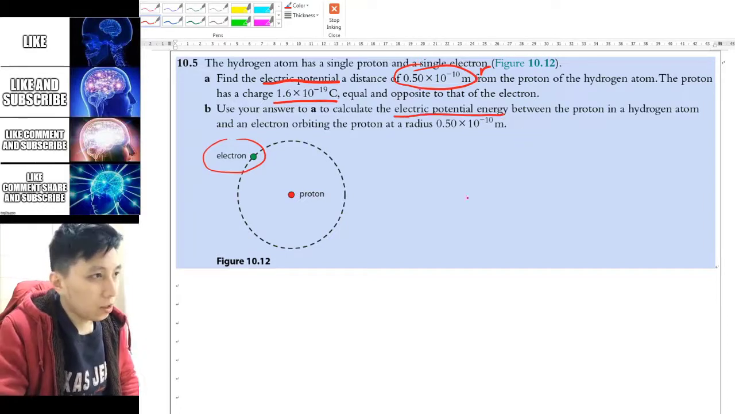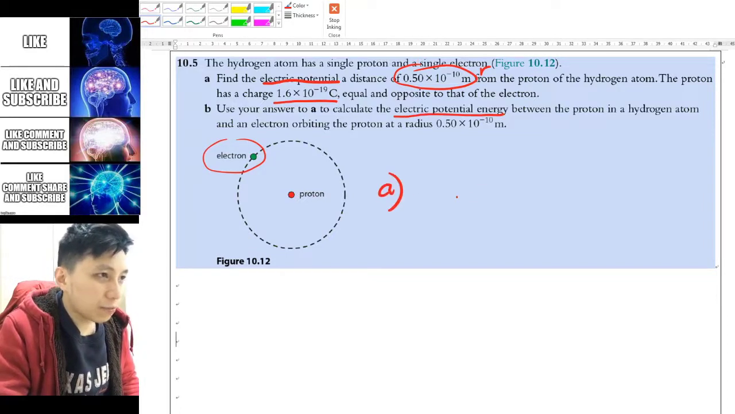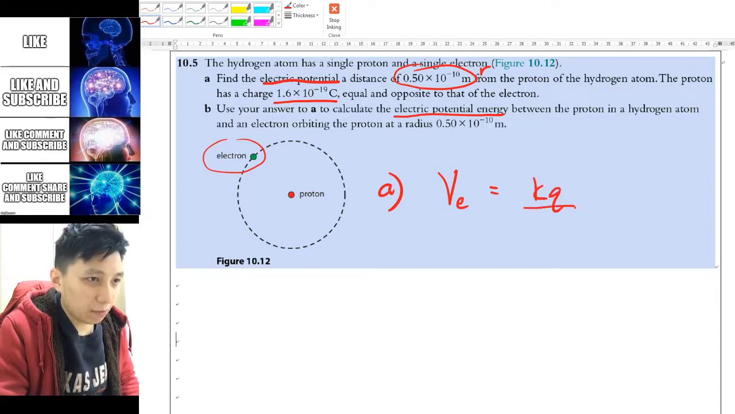So maybe in the IB exam, they may not tell you this, and you have to be smart enough to recall that. So for part A, it's just simply recalling the equation for electric potential. So the symbol you should use is VE, and the equation you can find in the data booklet if you don't remember. So you've got K, the Coulomb constant, Q is simply the proton charge, and also R. So you should be able to substitute and find out the answer. I'm not going to do it.